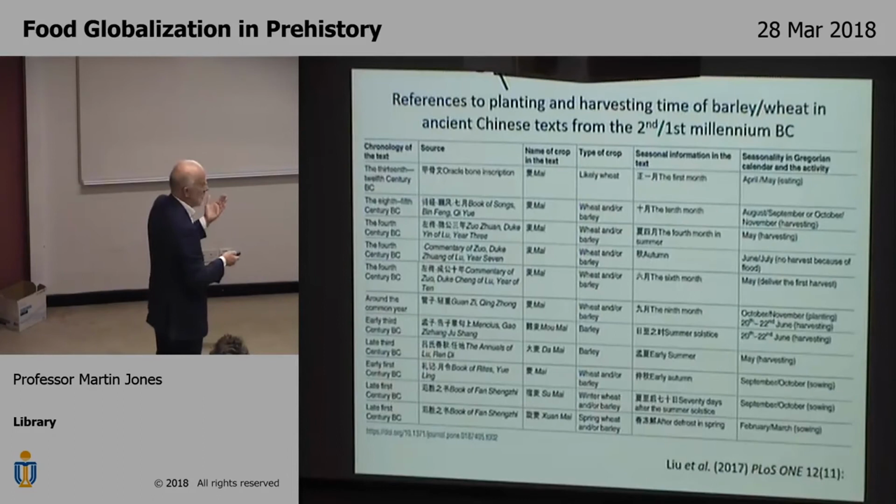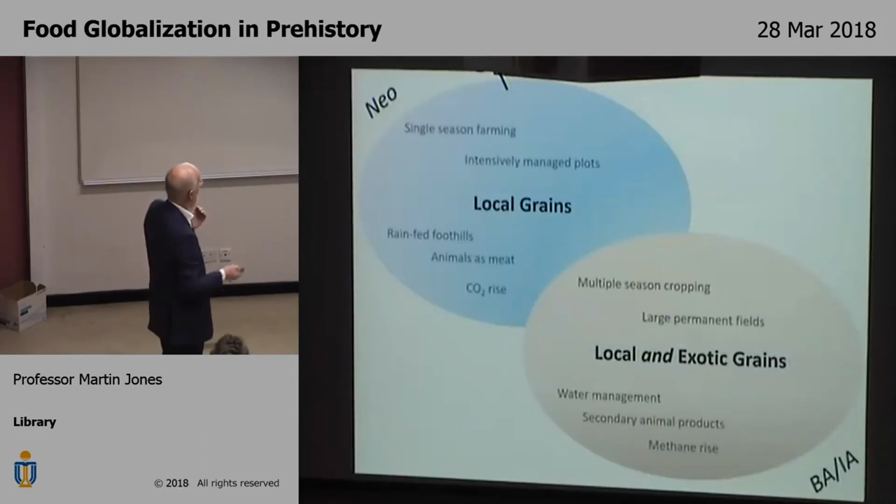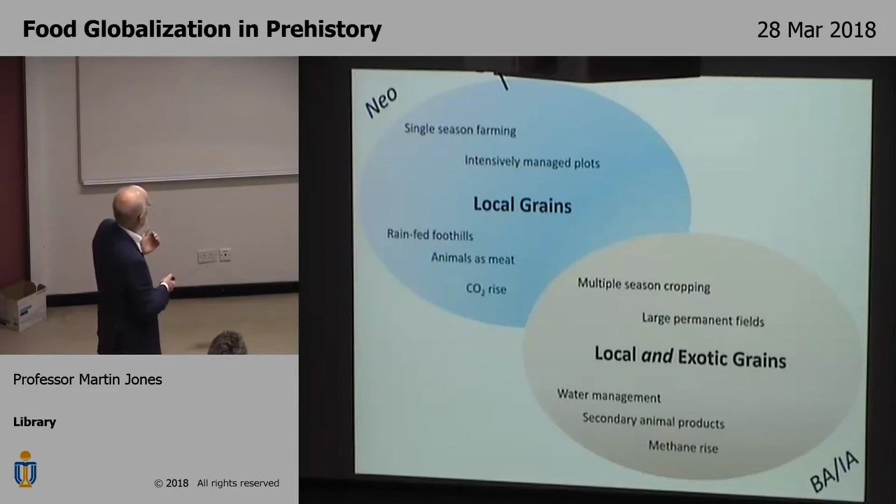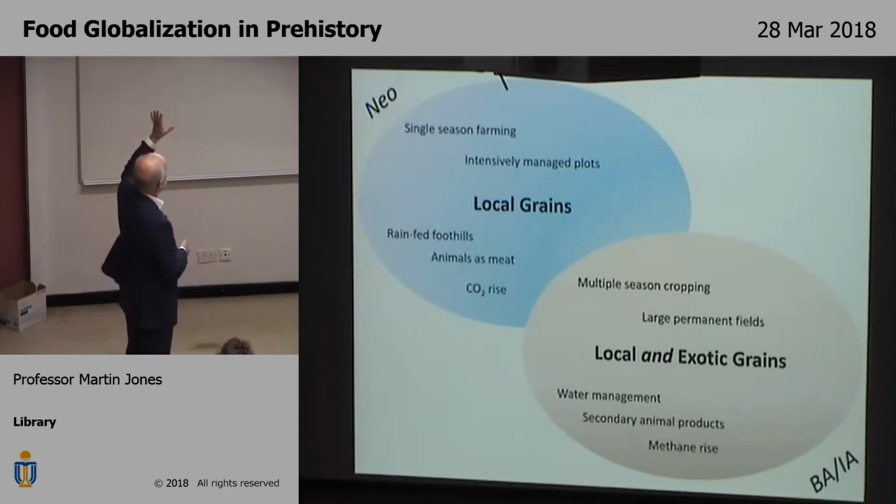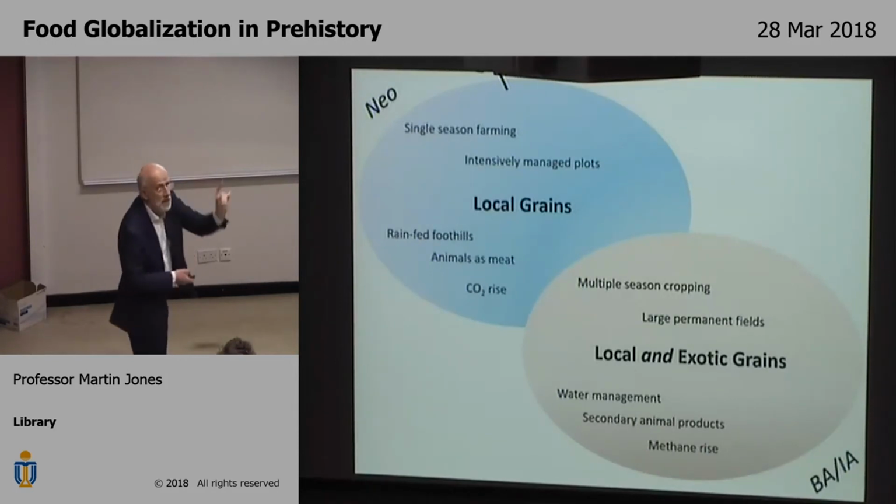So I think that really gives us a shift where we can see not just the globalization amongst ordinary farmers, but the consequences. And what I've separated here is a sort of Neolithic agrarian world and a Bronze Age, Iron Age agrarian world. And in the Neolithic, you just have local grains, and so you just have single season farming. In other seasons, they're fowling, fishing, doing something or other, but you just have one season of agriculture, and it's happening on rain-fed foothills in intensively managed plots.